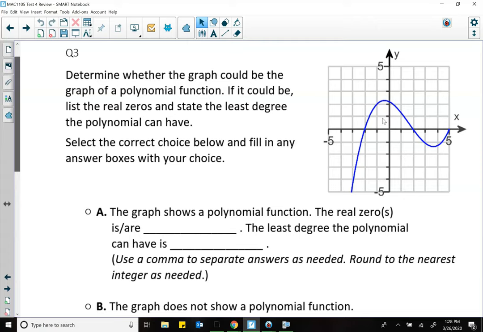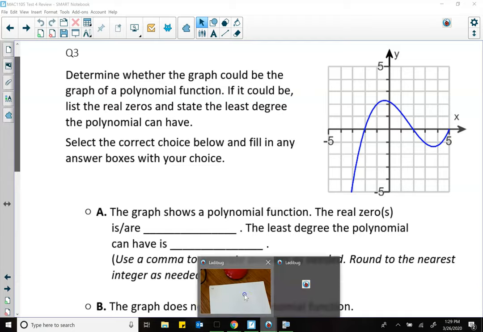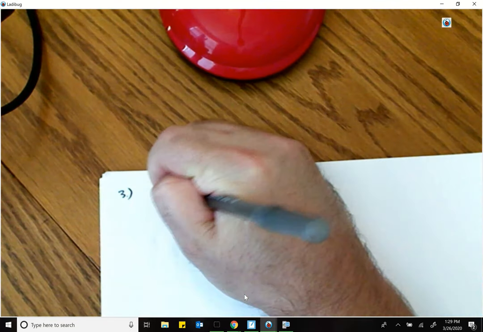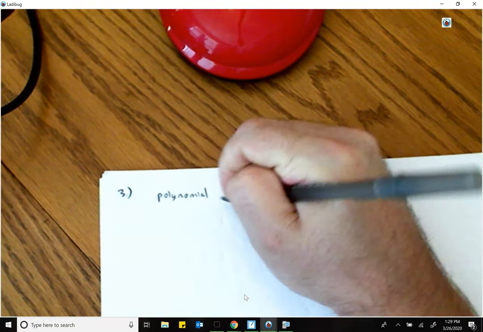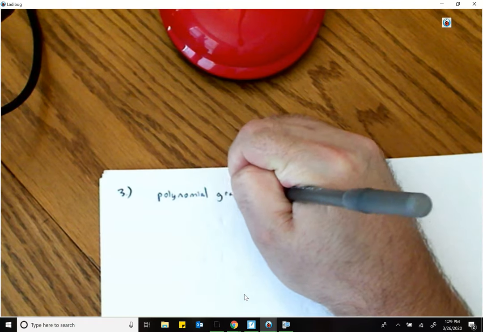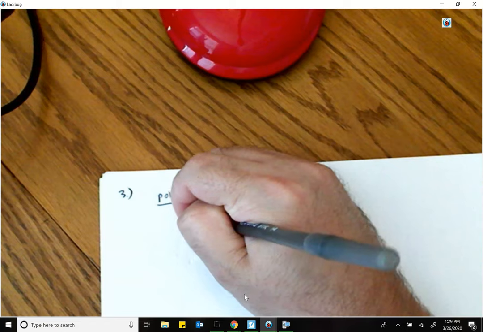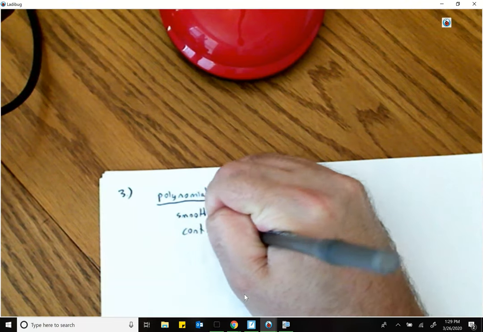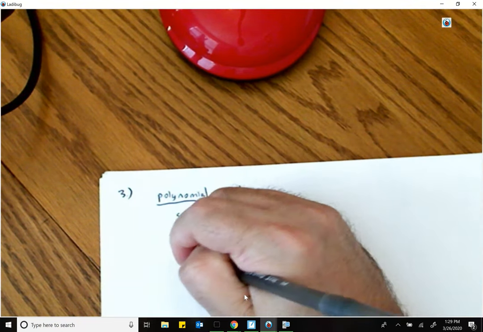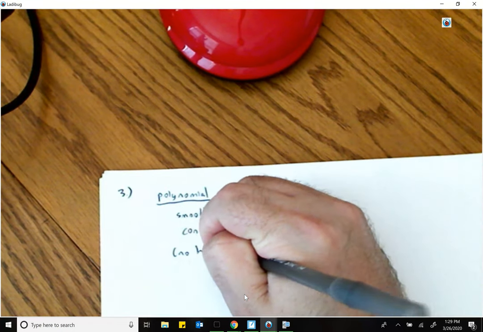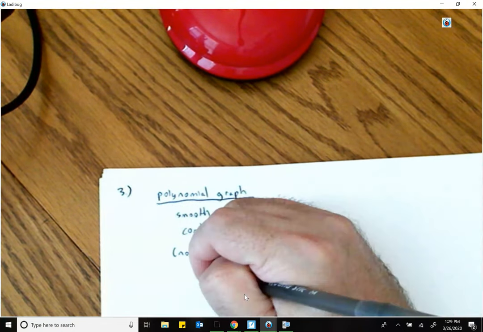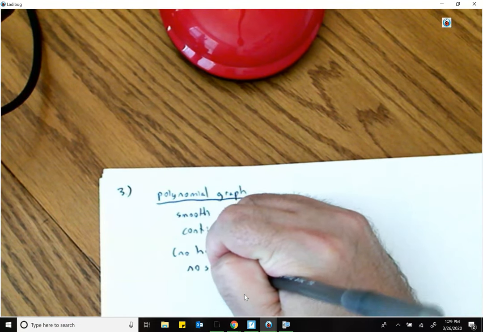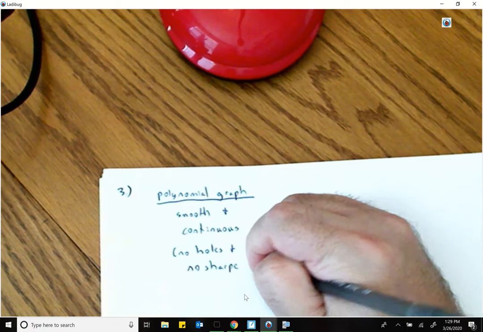All right. So, first things first, to be a polynomial graph, you are what we call smooth and continuous, which means no holes and no sharp corners.